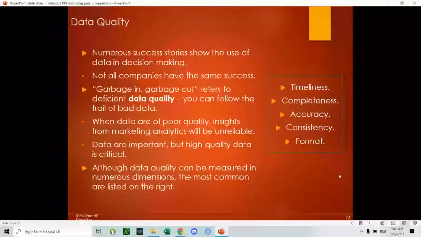The most common dimensions of data quality are timeliness, completeness, accuracy, consistency, and format. Timeliness refers to having real time, or at least the most recent data. Completeness is whether or not you have all the information you need to answer your question. Accuracy is the data is correct, reliable, and accurately measured. Consistency refers to having the same measurement across the data form. And format is how the information is presented and if that method is useful.